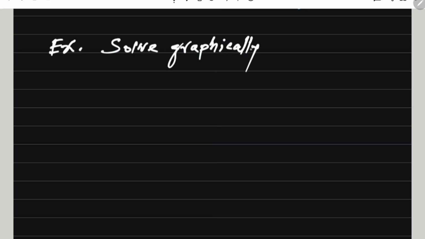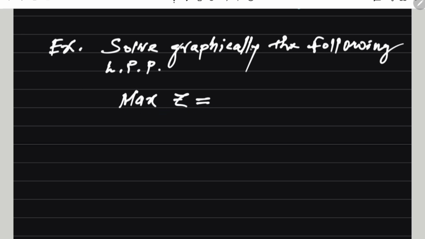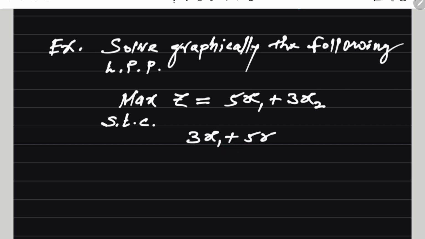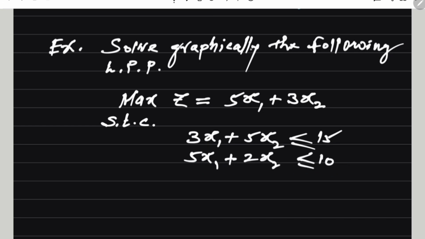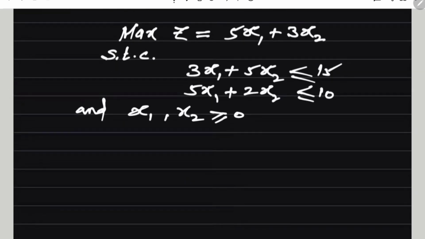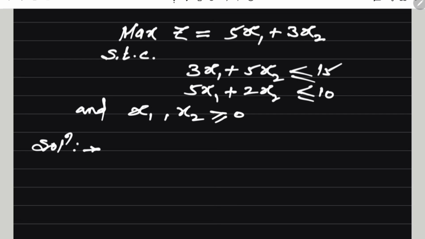Then, after knowing the steps, we try to solve one simple example. Solve graphically the following linear programming problem. Problem is: maximize z equals 5x1 plus 3x2. Subject to constraints, 3x1 plus 5x2 less than or equal to 15, and second, 5x1 plus 2x2 less than or equal to 10, and x1 and x2 must be greater than or equal to 0. We have to solve it graphically.